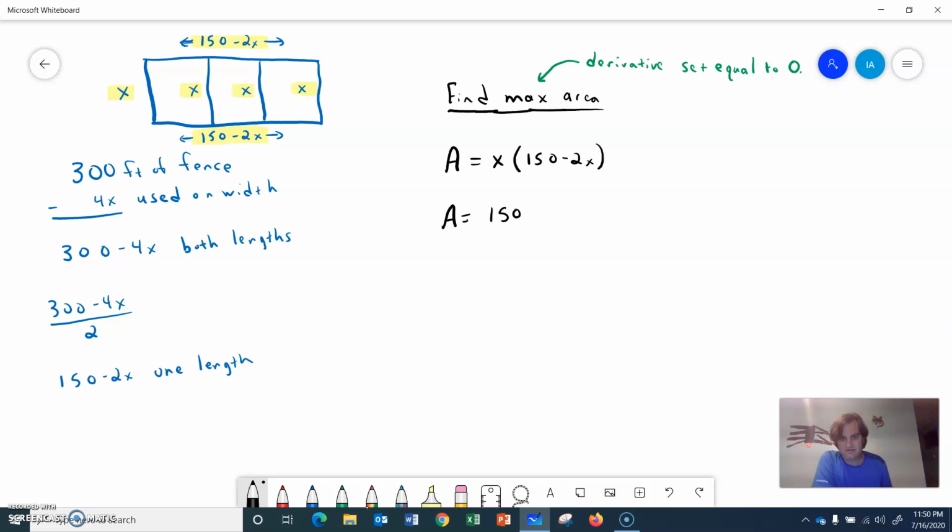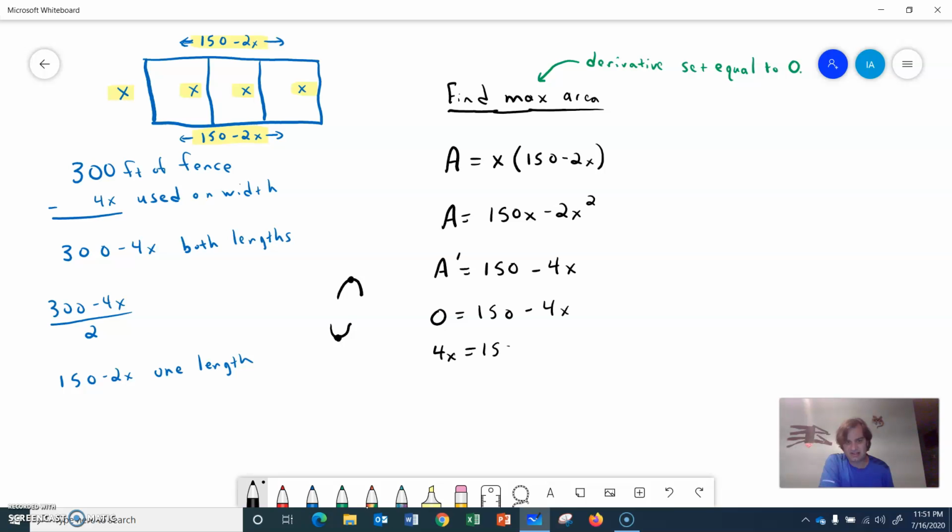So area would be 150x minus 2x squared. Okay. So derivative, we'll call it A prime, would be 150, we're just using power rules here, 150 minus 4x. Then we can set it equal to 0. Remember, saying the derivative equal to 0 means that we're saying the slope is 0, which means it goes flat if we're thinking about it graphically, which could be a max or a min depending on the context. Okay. So if I solve this, I bring the 4x over, I have 4x equals 150, I get x equals, calculator time, 150 divided by 4, 37.5 feet.